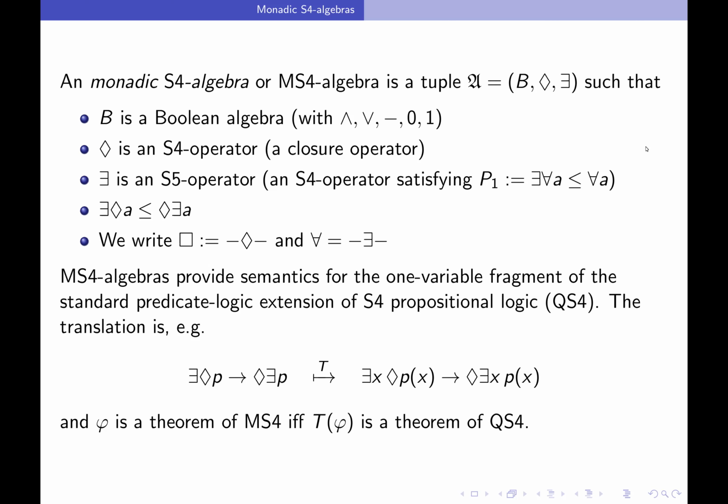So for example, the left commutativity axiom that I wrote can be viewed as a first order statement like this, as a statement about how quantifiers interact with your modality. And these are justified in being called semantics for this monadic fragment because we have this translation theorem that this translation sort of preserves and reflects theoremhood. So this is really modeling monadic first order S4.